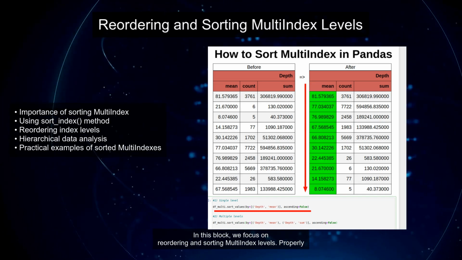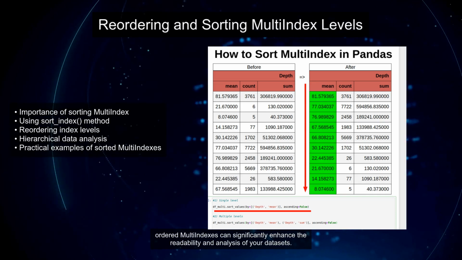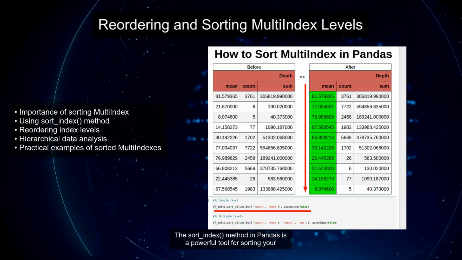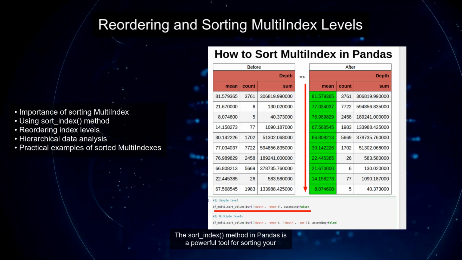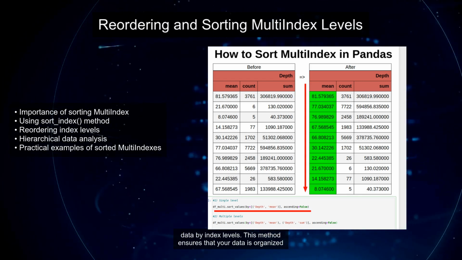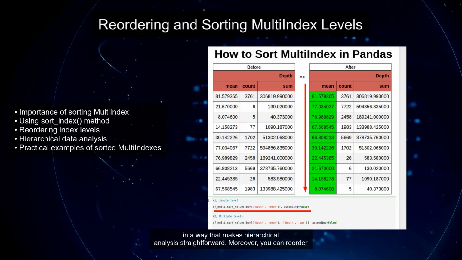In this block, we focus on reordering and sorting multi-index levels. Properly ordered multi-indexes can significantly enhance the readability and analysis of your datasets. The sort_index method in Pandas is a powerful tool for sorting your data by index levels. This method ensures that your data is organized in a way that makes hierarchical analysis straightforward.